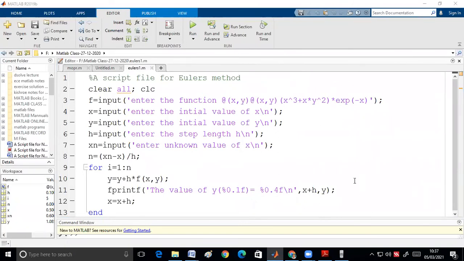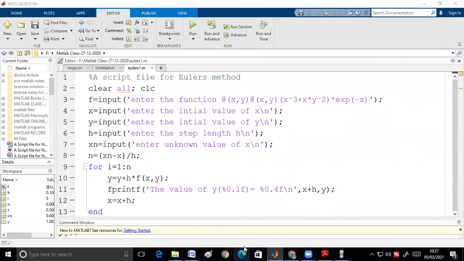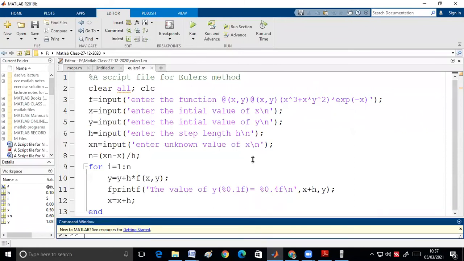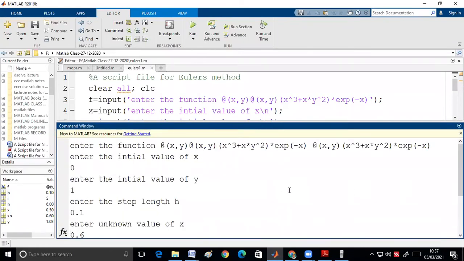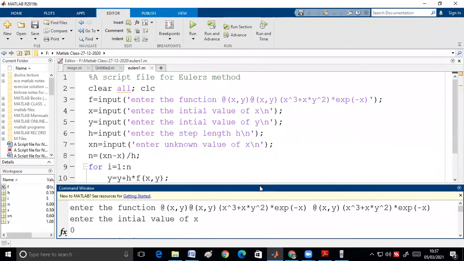Suppose if you want to type in a tabular form, write in tabular form methodology, then no problem. Okay, so this is a very easy method. Now coming to the modified Euler's method. In the similar way, same procedure, we will discuss the modified Euler's method.